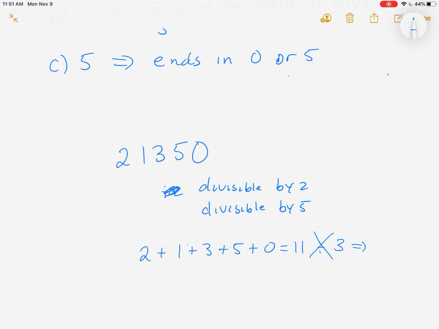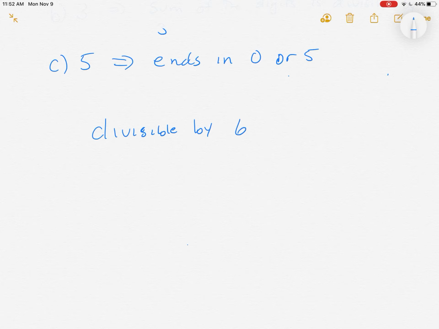So occasionally they'll ask you about a number and whether it's divisible by a composite. And I modeled this a little bit earlier as we were looking at the number 300. I'm going to bring back 300. Sometimes they'll ask you, hey, is this divisible by 6? Is a number divisible by 6?